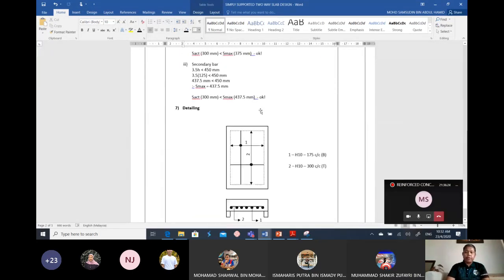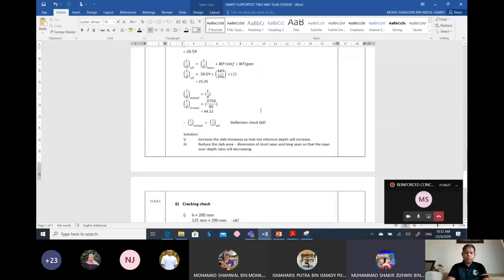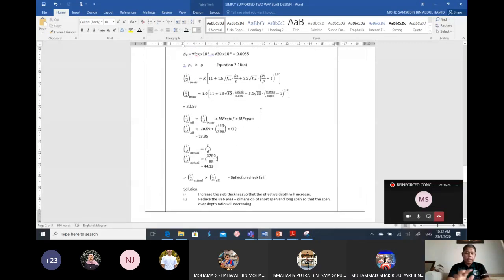So 3750 divided by 110 is equal to 34.09. It still fails.